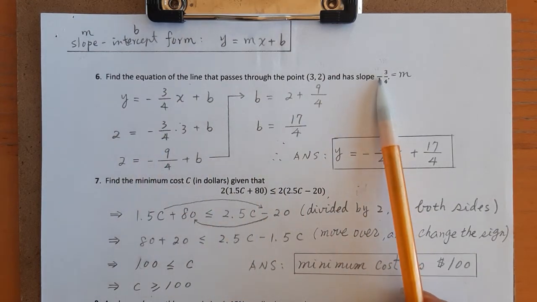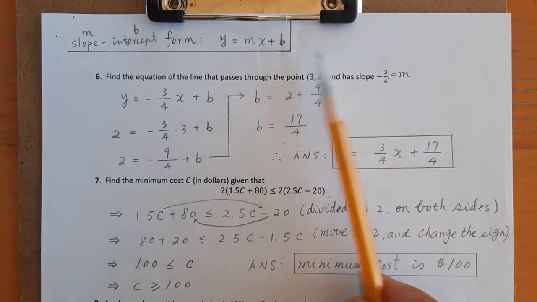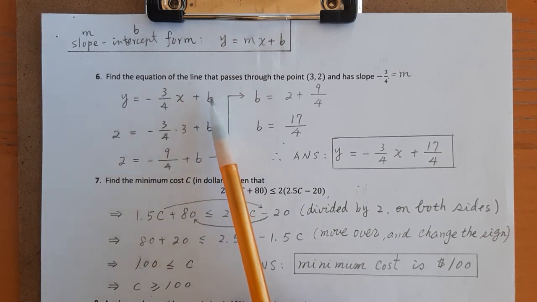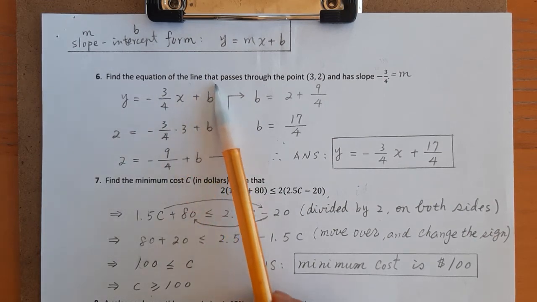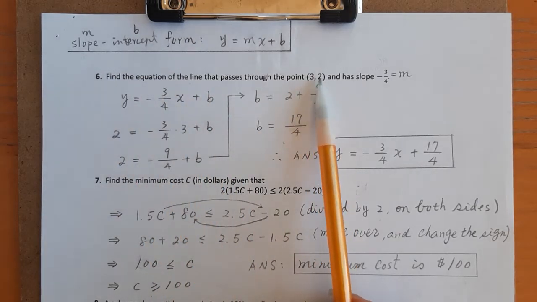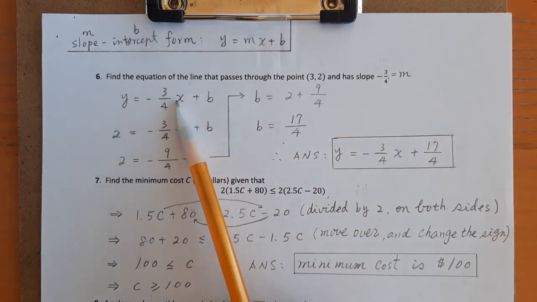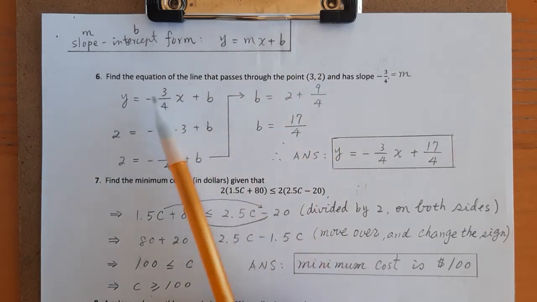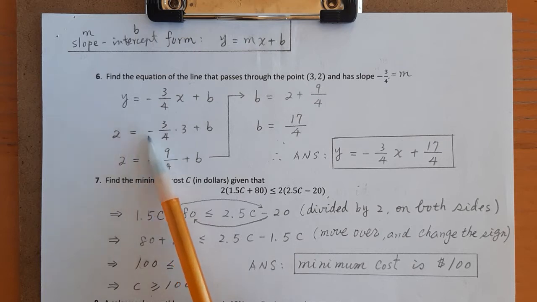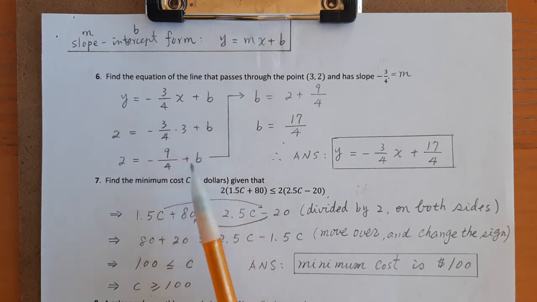So first of all, the slope is negative 3/4, so negative 3/4 is m. Plug into m, so you get y equals negative 3/4 x plus b. And how to figure out the b? Since this equation contains the point (3, 2), the x coordinate is 3, put in x, and the y coordinate is 2, put in y. So you get 2 equals negative 3/4 times 3 plus b. Then you solve for b.